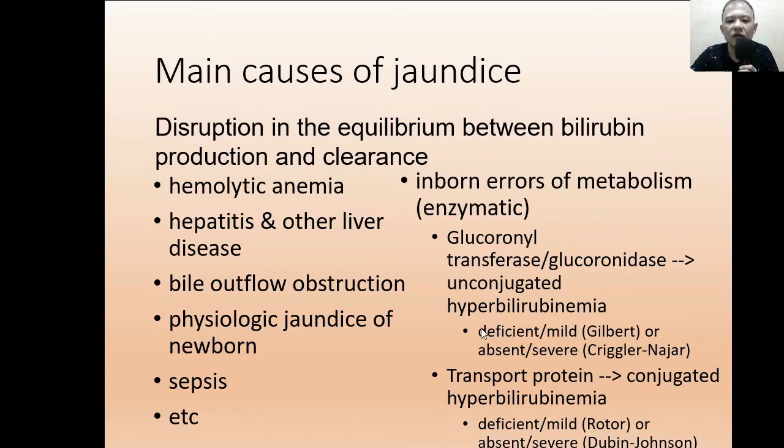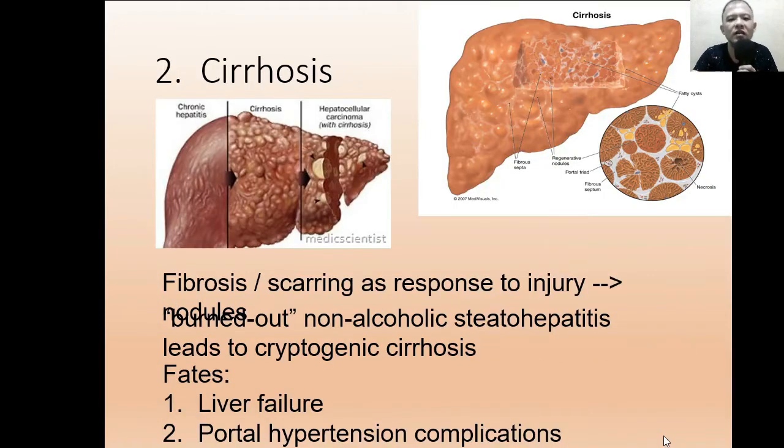So good to take note, you have retention of unconjugated hyperbilirubinemia. When it's mild, it's what we call Gilbert syndrome. When it's severe, it's called Crigler-Najjar. And when there is a deficient transport protein causing retention of conjugated hyperbilirubinemia, that is what we call Rotor syndrome when it's mild, and when it's severe, it's Dubin-Johnson.